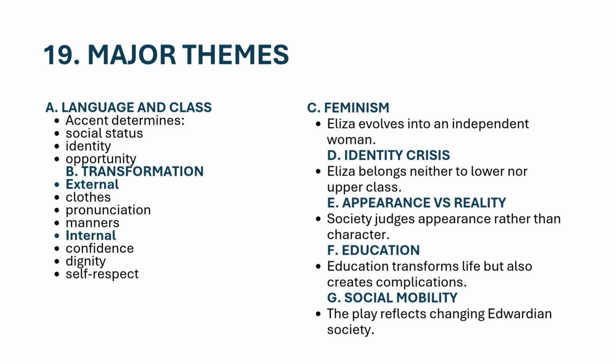Language leads to transformation. Transformation creates identity crisis. Identity crisis encourages independence. Through all these themes, Shaw criticizes class prejudice and argues that human worth should be measured by character, dignity, and respect rather than accent, appearance, or social status. For examination purposes, remember this simple formula: language to transformation to identity crisis to independence. This chain of ideas forms the thematic backbone of Pygmalion and helps explain Shaw's social message throughout the play.